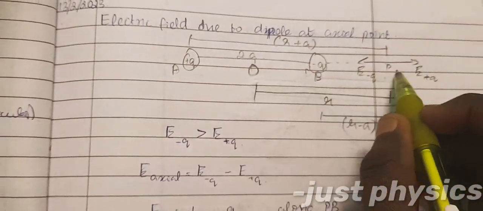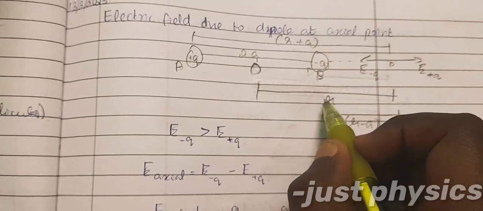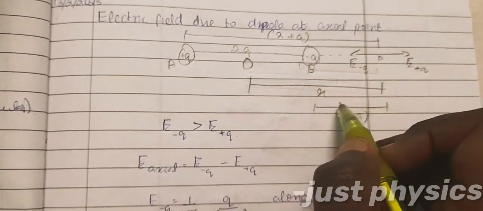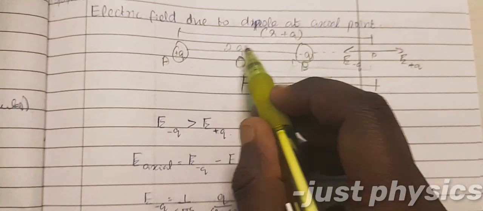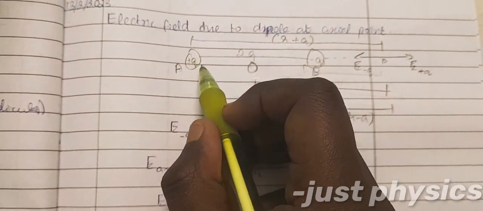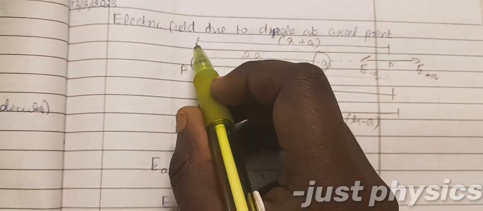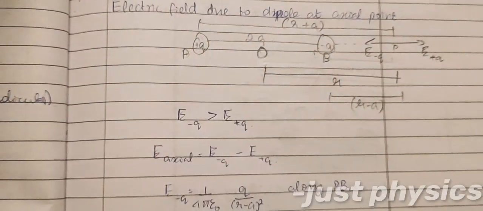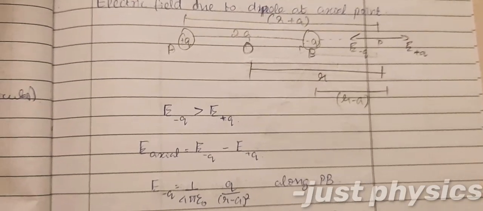O to P would be r. We shall take O to P as r. So what would be B to P? r minus a, right? Half of this is a, so r minus a, and this whole thing, A to P, would be r plus a. Get it?